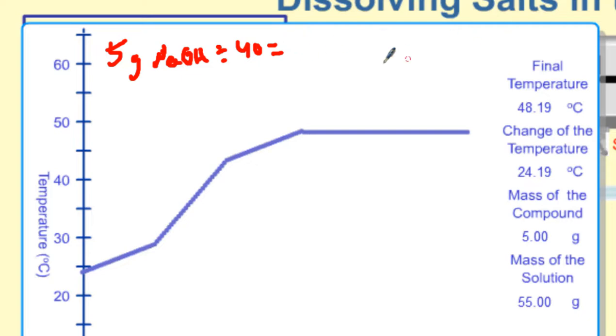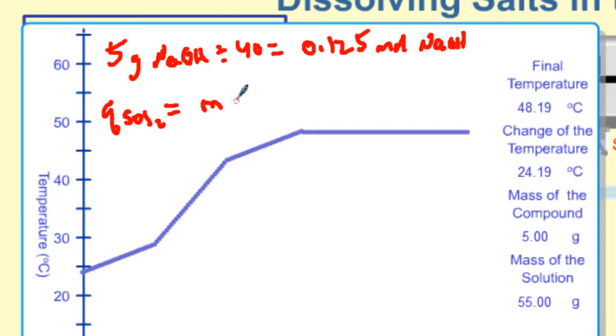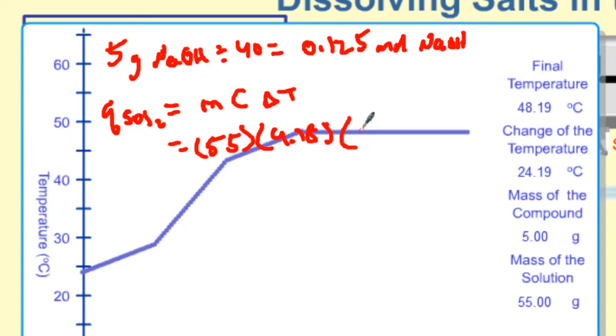That's the molar mass of NaOH, which ends up being 0.125 moles of NaOH. That's what we use. Okay, and let's take a look at the Q of the solution. For the Q of the solution, we have to use the mass of the solution, the specific heat of the solution, and the change in temperature of the solution. The total mass is 55 grams. The specific heat is 4.18 joules per gram degree Celsius, and the change was positive 24.19, wasn't it?